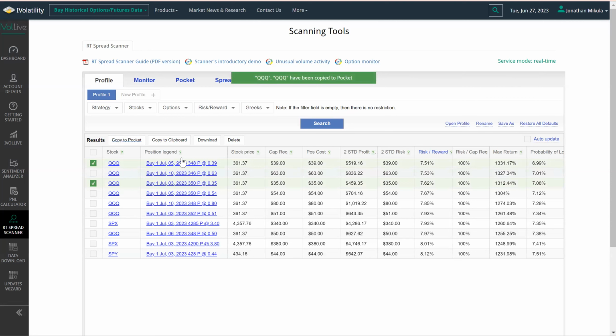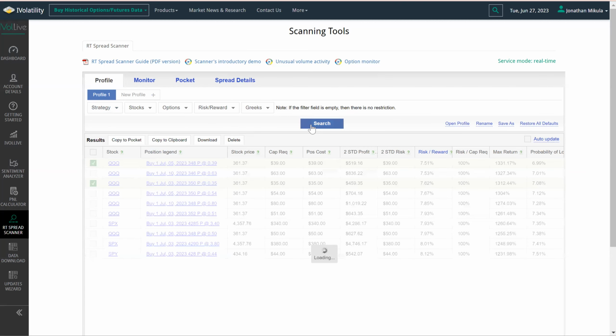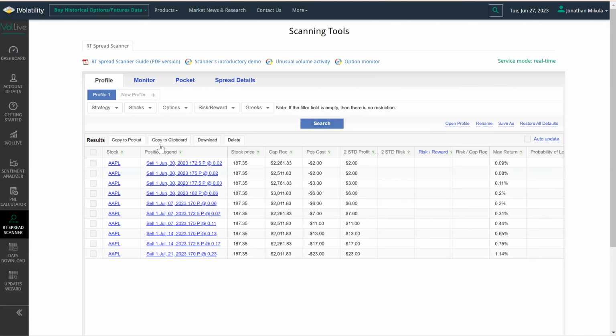So we have 2 puts that we're interested in looking at a little further, since I'm short-term bearish on the tech sector, for example. So then if you wanted to sell a put, again, we would be going short, naked put. We would hit search for the same scenario. This is one example, here we go, Apple. So Apple was what I was researching before this webinar. And you could see the system has found some very interesting trades where we'd be selling puts on Apple.